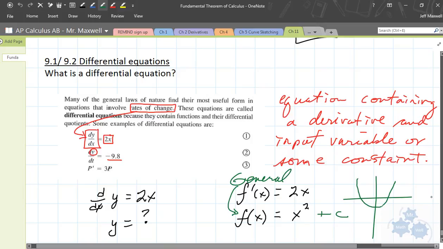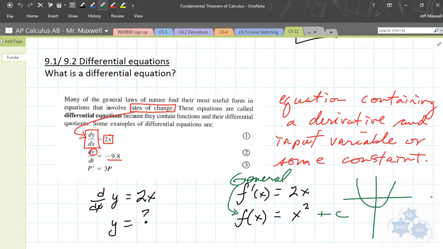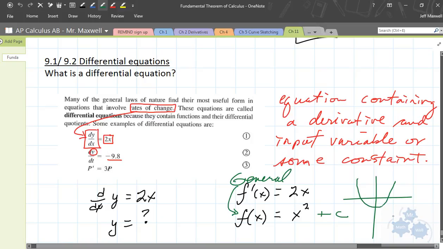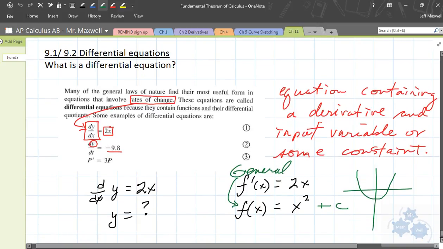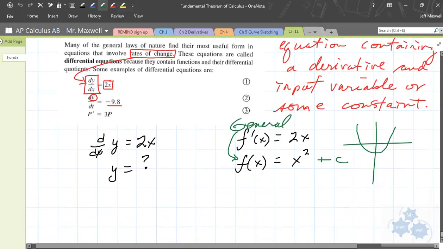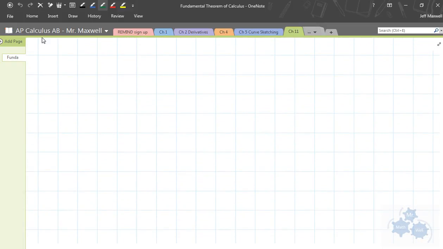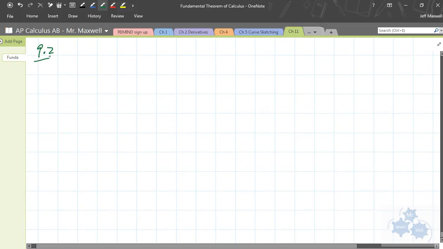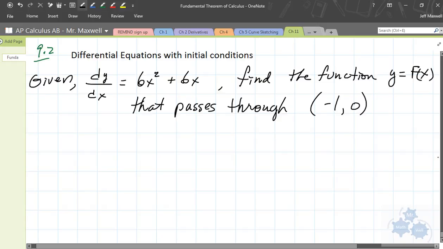Okay, so when we're talking about differential equations, what we're going to specifically talk about today is differential equations with initial conditions. So that's what 9.2 is. All right, so let's just kind of shift from here. Okay, so 9.2 is this.